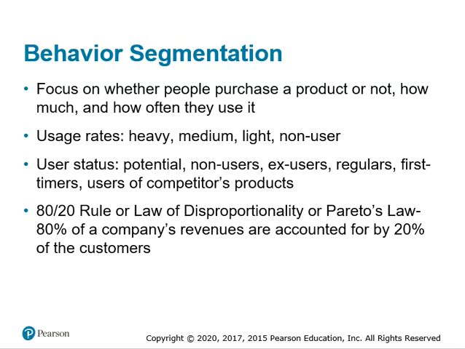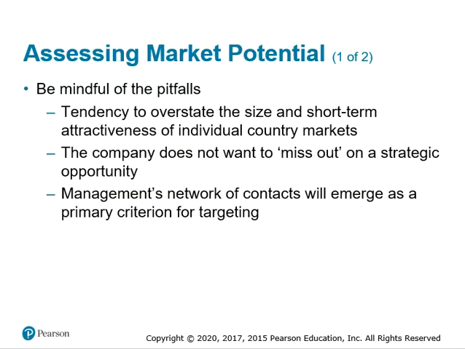Now, behavior segmentation is based on how people buy or use a product, how often they use it, how frequently they consume it, how much they consume. Keep in mind the 80-20 rule, which is that 80% of a company's revenues or profits are the result of sales to 20% of customers. So it's a small group that stands for a large percentage of their success.